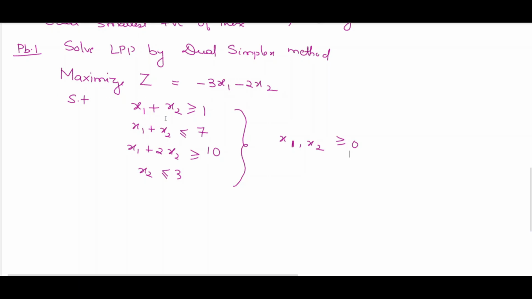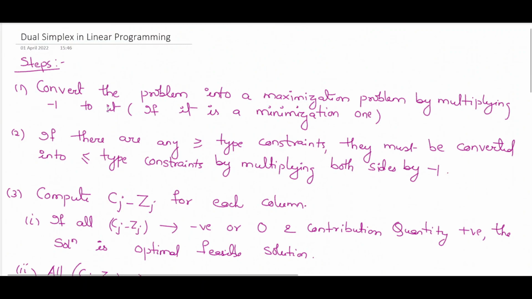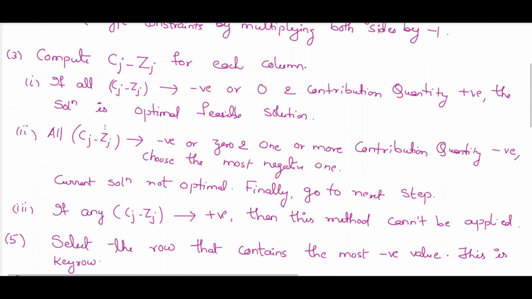I'll work out that kind of problem also. So the first rule is to convert the problem into a maximization one. Second, if there are any greater than equal to type constraints, convert them into less than or equal to type constraints by multiplying both sides by -1. Because for a maximization problem, we always need a less than equal to type of constraint. So it can only be done if you multiply both sides by -1. Then, as in the usual process, you have to compute Cj minus Zj for each column.